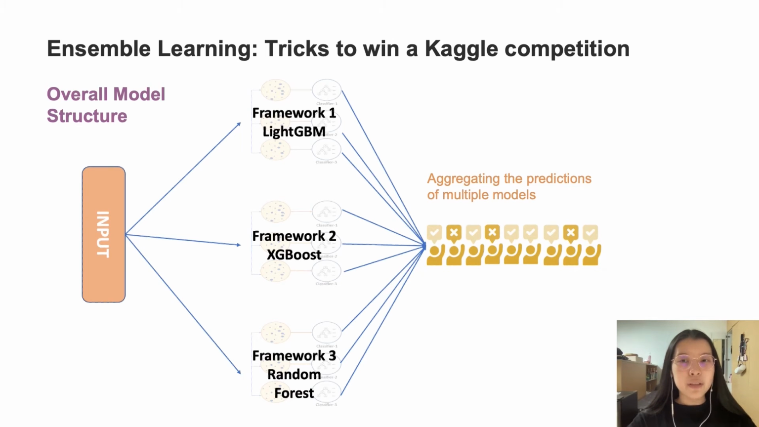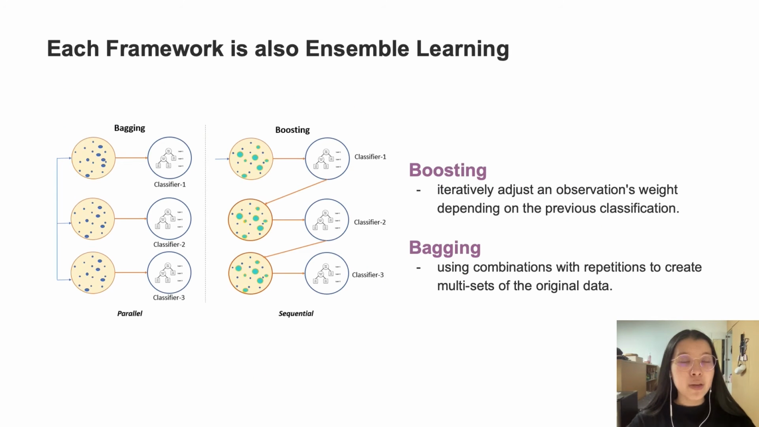We are using ensemble learning, which improves model performance in terms of accuracy by aggregating the predictions of multiple models. It is a trick to win Kaggle competitions. The overall structure is shown here, where we are using 3 frameworks, and for each framework we are using various base classifiers, and then we aggregate the results from each classifier for the final prediction. Each framework is also ensemble learning.